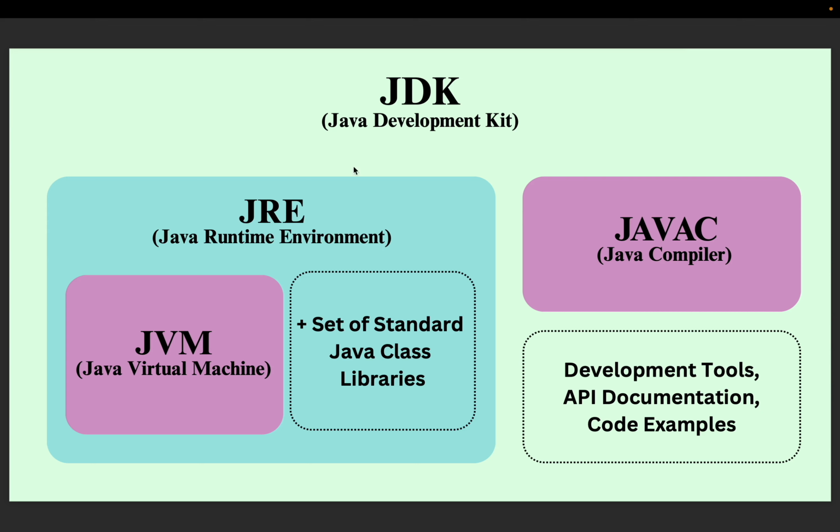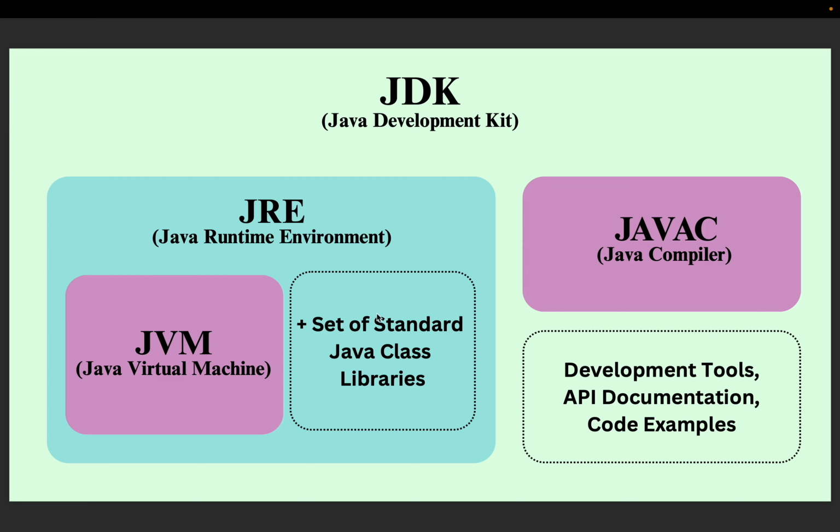Next part is JRE or Java Runtime Environment, and it's responsible for running and executing Java applications. Here the main role plays JVM or Java Virtual Machine that interprets and executes the bytecode that was generated by the Java compiler. And here we also have a set of standard Java class libraries.